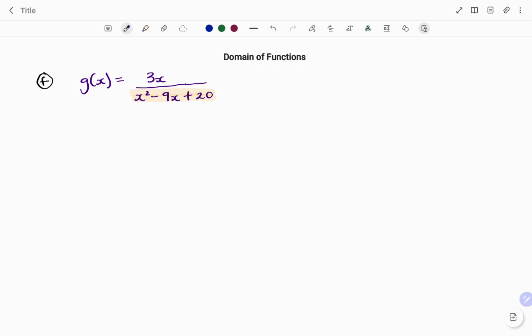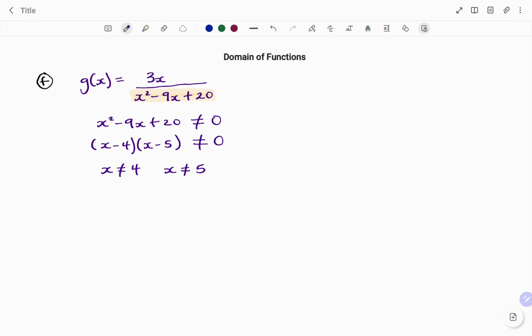So I have x squared minus 9x plus 20 must not be equal to 0. If I solve by factorizing my left hand side, I have x minus 4, x minus 5 must not be equal to 0. So for this equation not to be equal to 0, x must not be equal to 4, and likewise x must not be equal to 5.